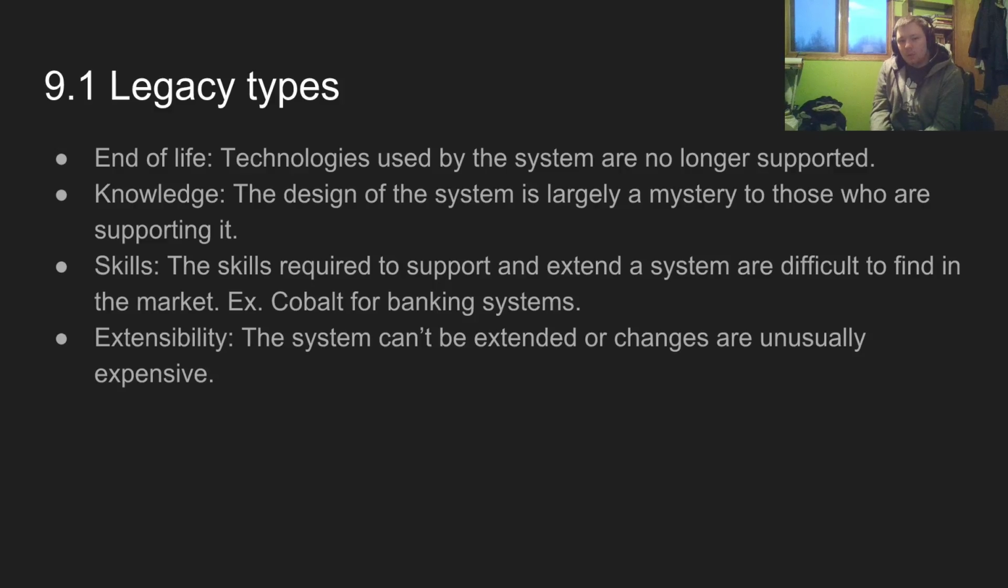An example of this would be COBOL, which is used for banking systems. It's a pretty old programming language that not many people, especially those coming into the field, really know, and a lot of the people that worked on it are retiring now. So it's an issue: maybe they'll move to a different language, or they're going to train new employees in this. Who knows? Extensibility. The system can't be extended or changed, and the changes would usually be expensive.